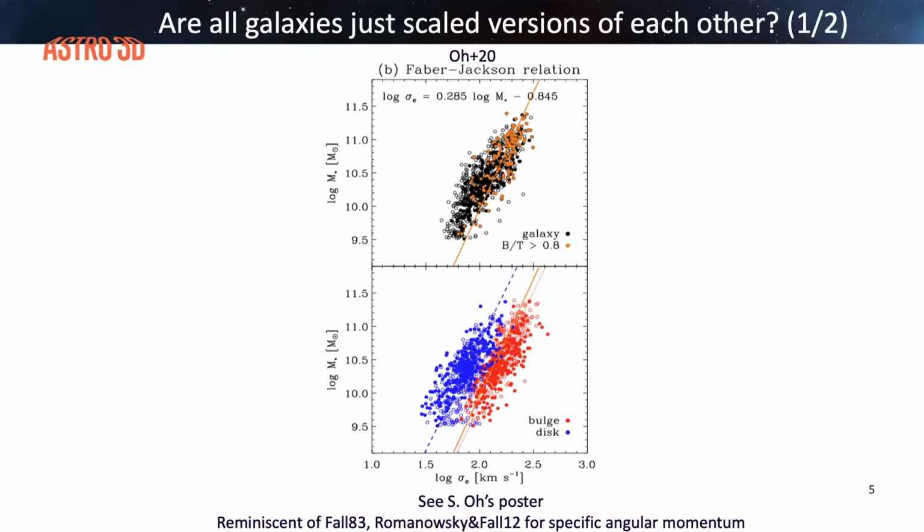However, using stellar kinematic bulge-disk decomposition, they were able to show that basically the bulges and disks lie on their own Faber-Jackson relation, if you like, that are parallel to each other, but with very, very similar slopes.